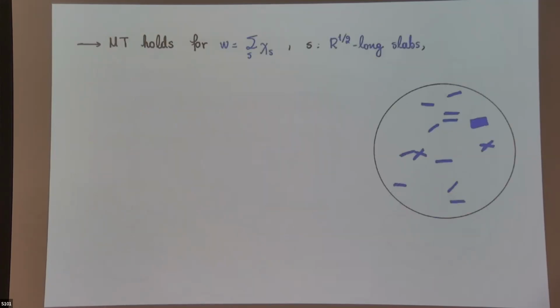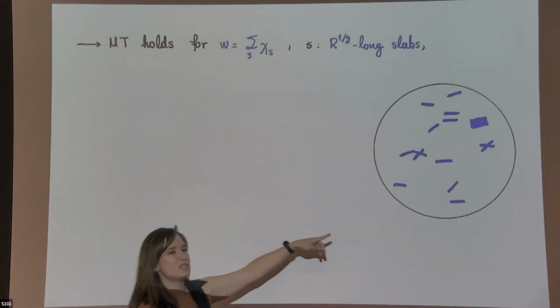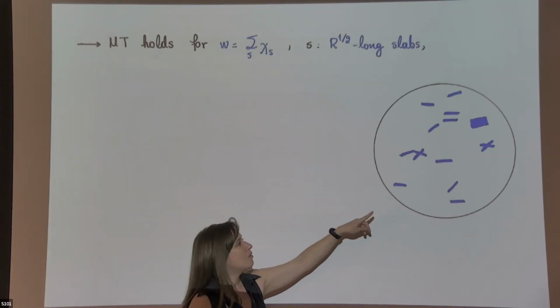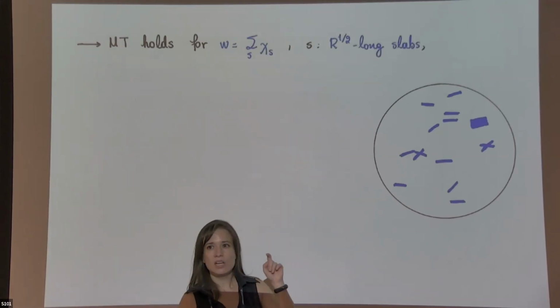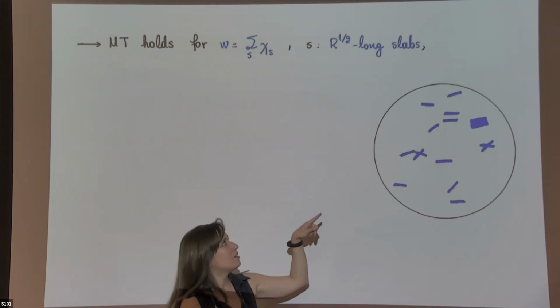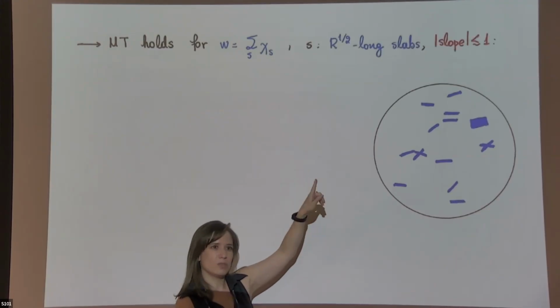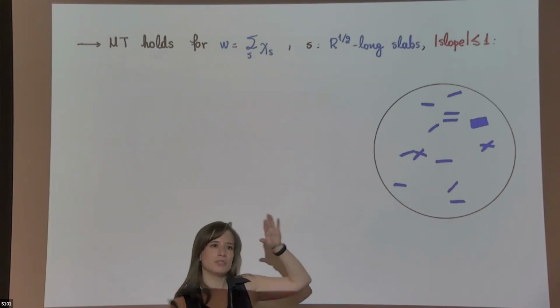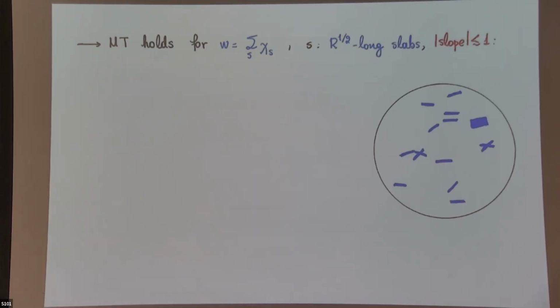And let's just see why this makes any sense, this upgrade, just for the straight slabs, okay, not curved slabs. So here they are. The weight is a sum of these indicator functions of these slabs that are R^(1/2) long, and importantly, their directions are controlled. So their slopes are, give or take, 45 degrees from the horizontal direction. Okay.